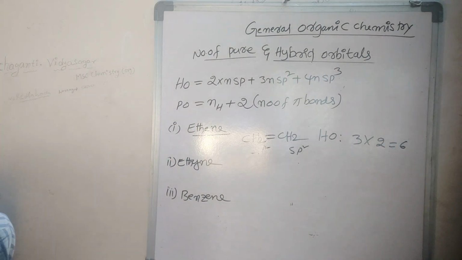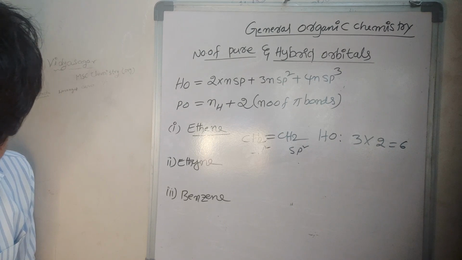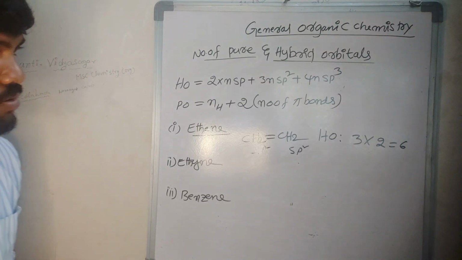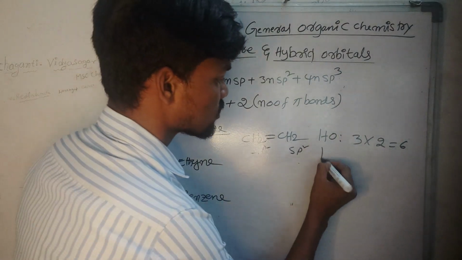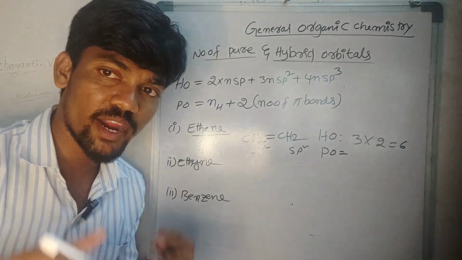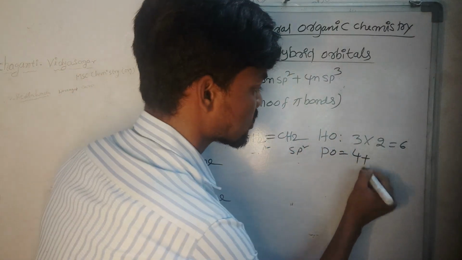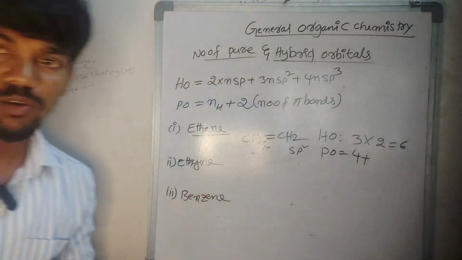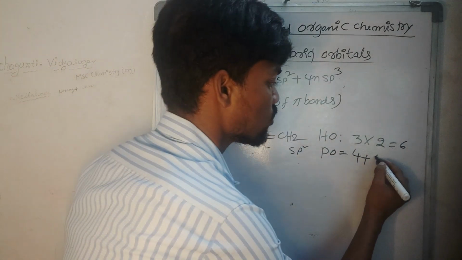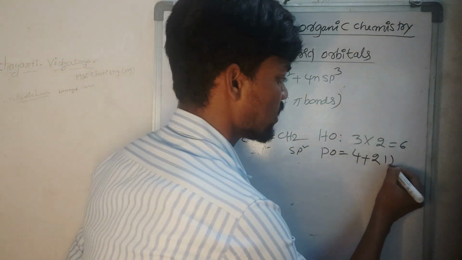Next, pure orbitals. Pure orbitals formula: first of all we have to add the number of hydrogens. How many are there? 4 hydrogens are there. Plus 2 into the number of pi bonds. How many pi bonds are there? 1 pi bond is there. So we multiply 1 pi bond by 2, and how do we get 6?